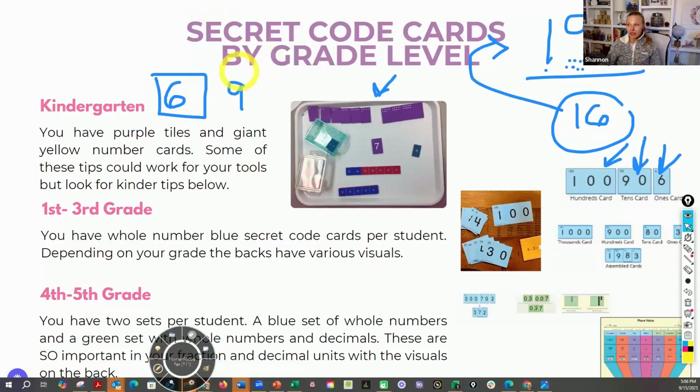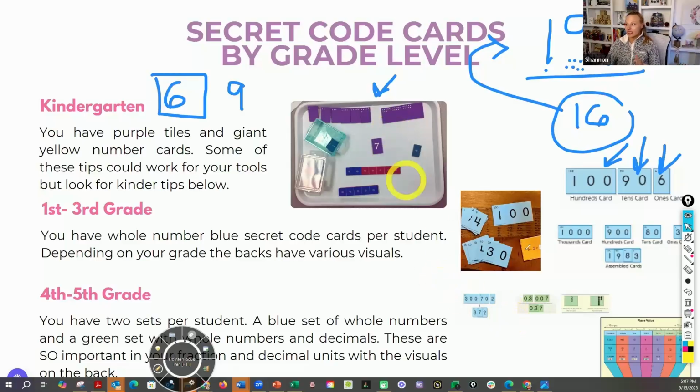Okay, so when we build in kindergarten, we start with the purple tiles, but we also have their large, giant yellow cards that you use during your quick practice and daily routine. It's the same idea. 10 and 2 makes 12. 12 is not a 1 and a 2. If this was a 1 and I turned it over, I would not see 10 dots. It is not a 1 and a 2. It is a 10 and a 2. And when I turn them over, I get 12. So I can trust the front. That's the standard form. But when I stretch them out, I see the expanded form, and then I can count. And that's exactly how the secret code cards work as well.